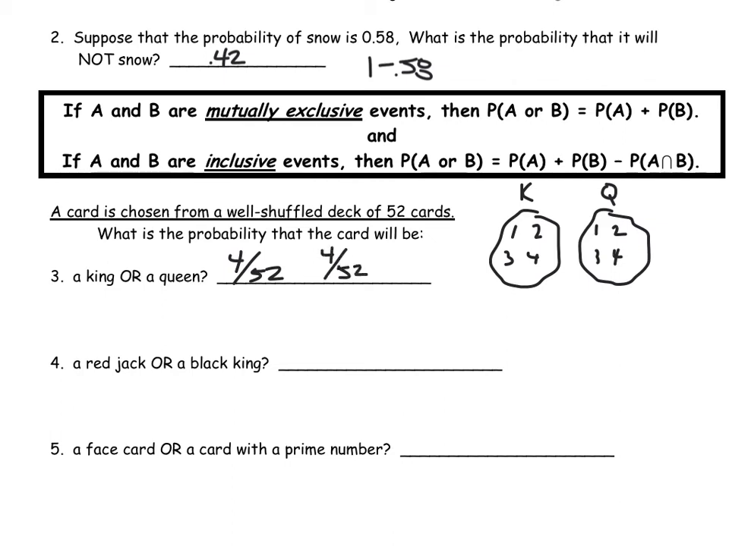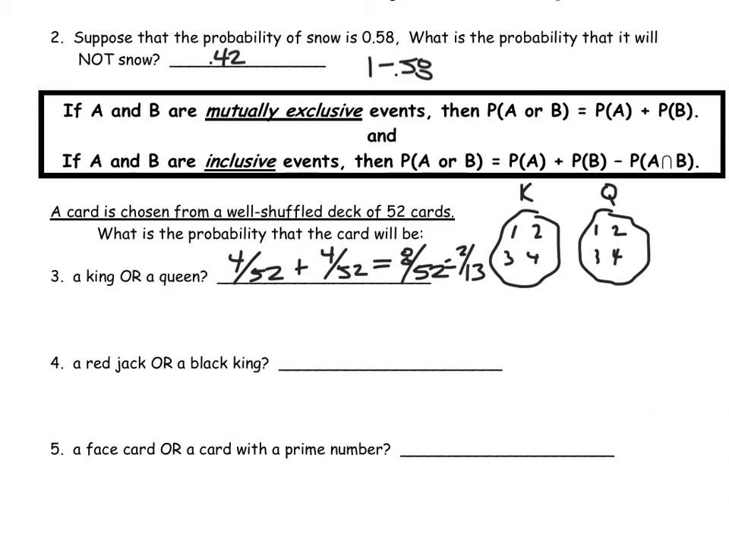And what I'm going to do here now is add these guys. Well, when I add these guys, I end up with 8 out of 52. So the probability of being a king or a queen is 8 out of 52. And yes, you probably want to reduce that. So we would reduce that by 4, which would be 2/13. Okay, 2/13.